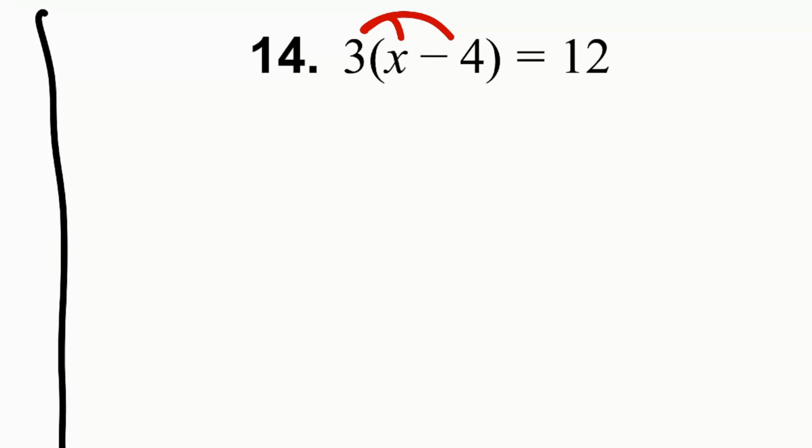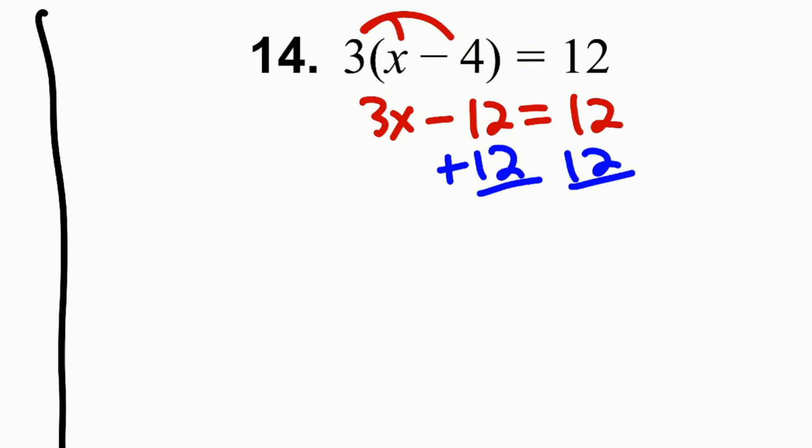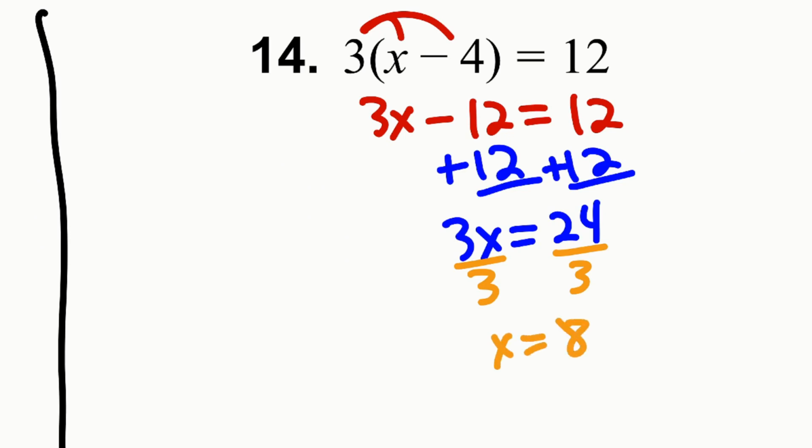Here we distribute the 3. We get 3x minus 12 is equal to 12. I'm going to add 12 to both sides. I'll get 3x equals 24. Divide by 3 to undo the operation of multiplication. I get x equals 8.